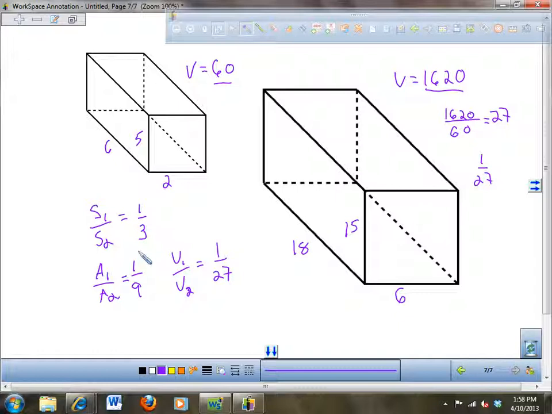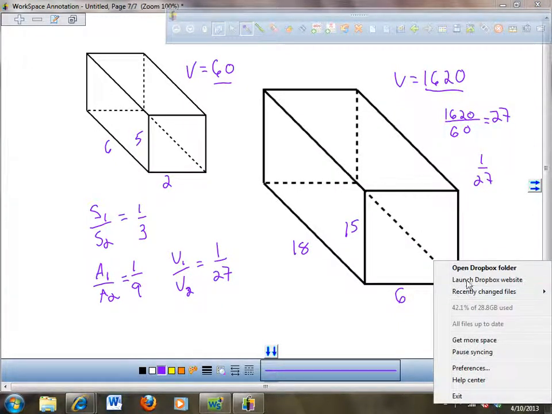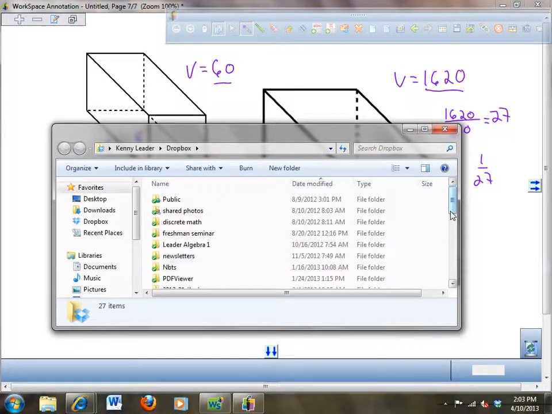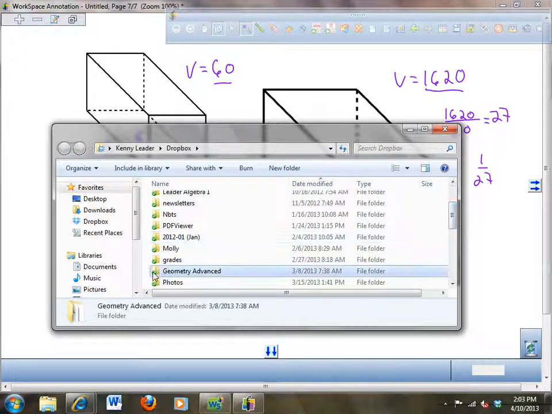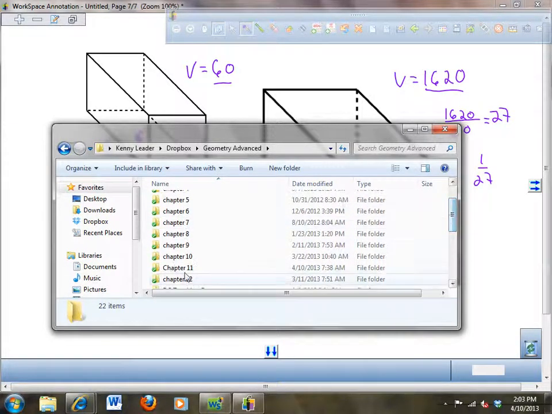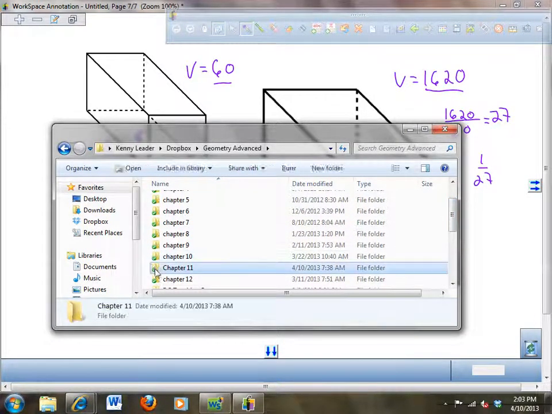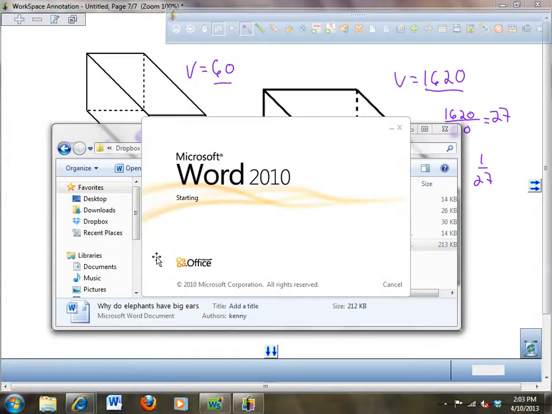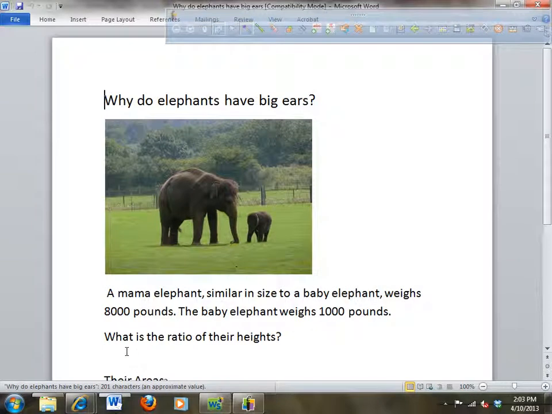Sketch an example. So now I came up with this nice thing last night. Hopefully it is updated, Geometry Advanced. I came up with a picture to make it more interesting for you guys. What chapter are we in? 11? Why do elephants have big ears? Look! I made an elephant.